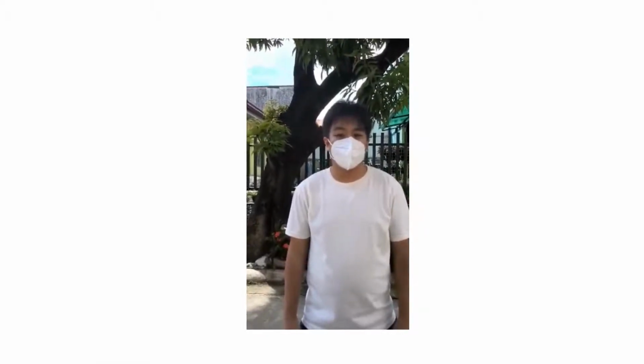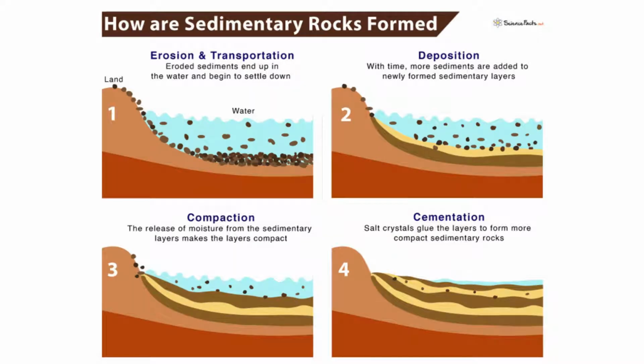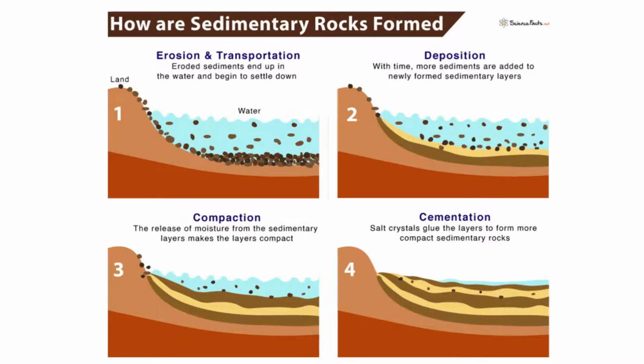And I will be explaining how sedimentary rocks are formed. Sedimentary rocks are formed from deposits of pre-existing rocks or pieces of living organisms that accumulate on the Earth's surface. If sediments are buried deeply, they can become compact and cemented, forming sedimentary rock.